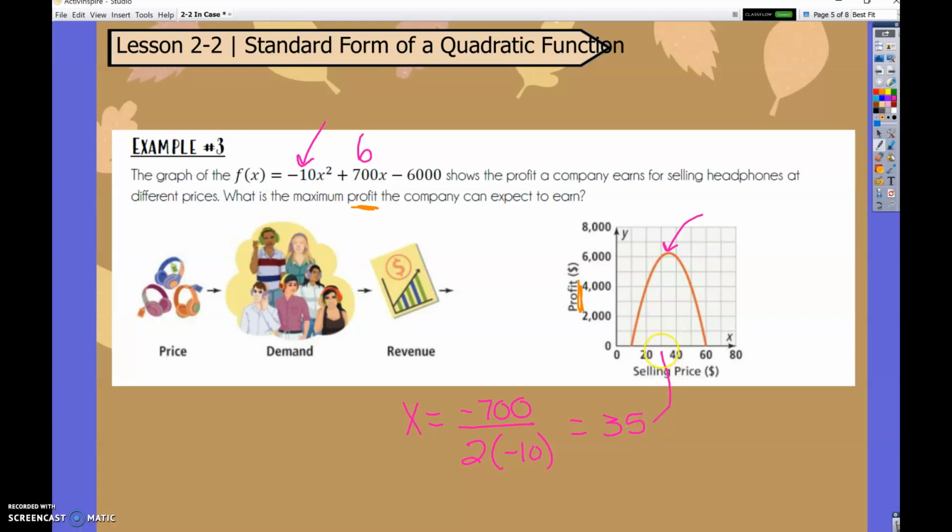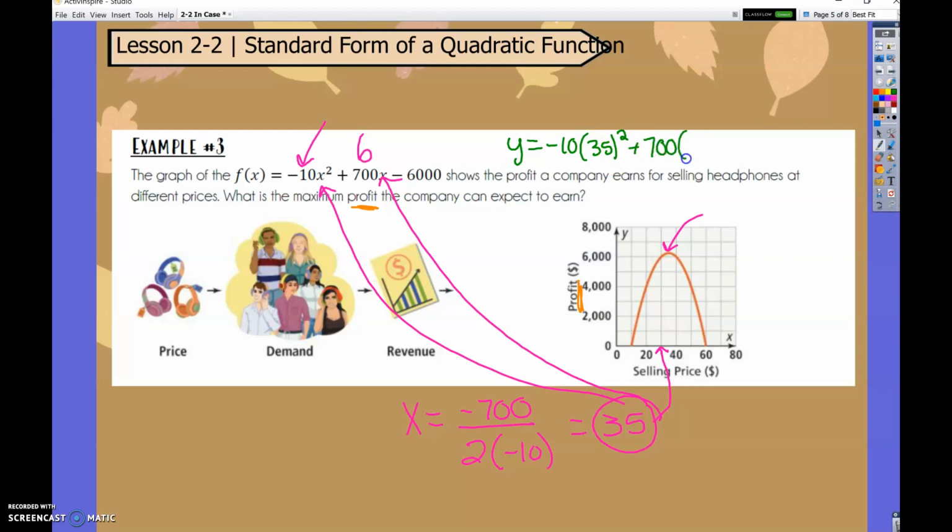Now remember, that refers to my x coordinate. I want to find the y. So I would need to take that 35 and plug it into each coordinate where x is in the equation. And that would give me y equals -10 times 35 squared plus 700 times 35 minus 6,000. If I were to do that, I'm just going to use my calculator here. I get 6,250. That's the y value for how high this is. That would be my max profit that they earned.